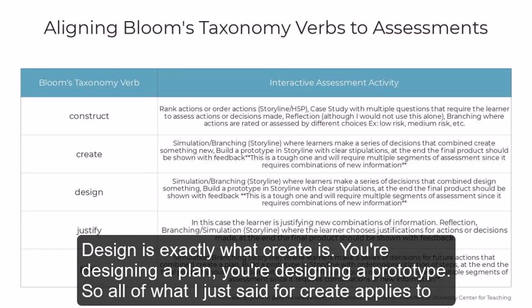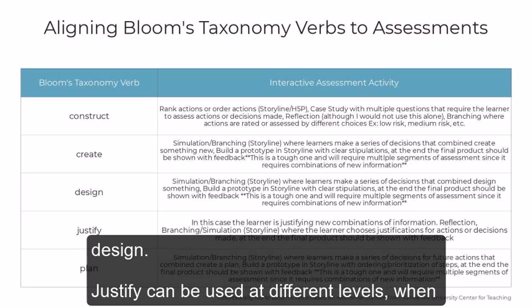Design is exactly what create is. You're designing a plan, you're designing a prototype. So all of what I just said for create applies to design.